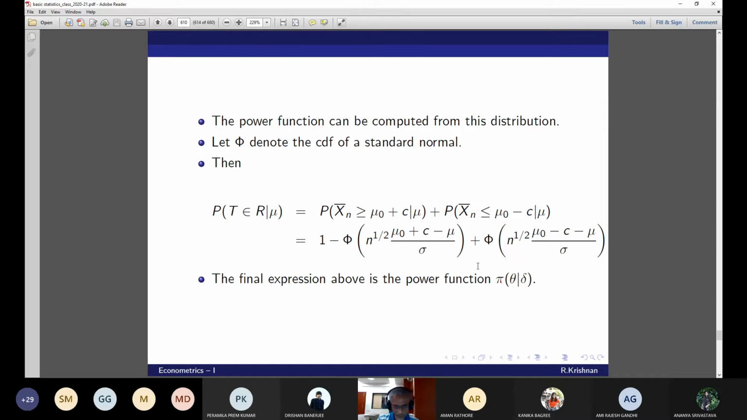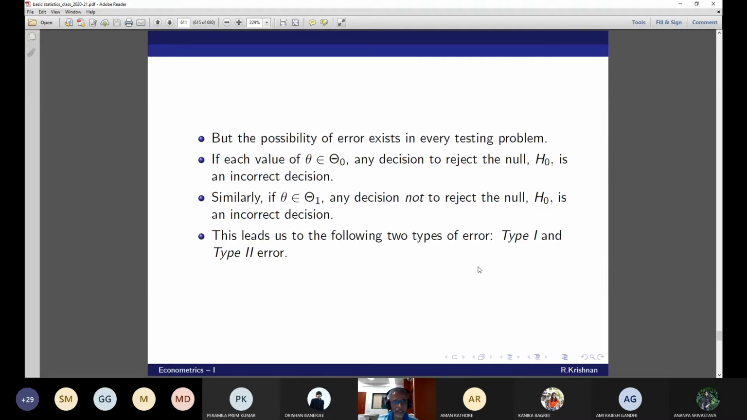So I'm asking you to keep the power function noted down. The power function basically decides the critical region for the alternate hypothesis. The possibility of error exists in every testing.